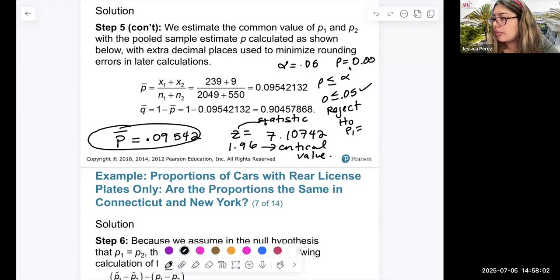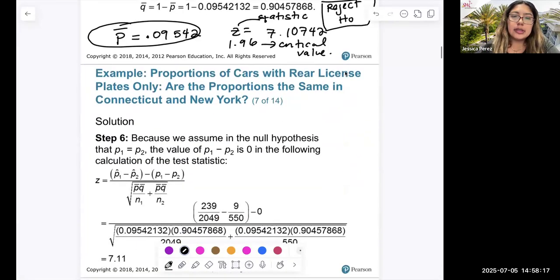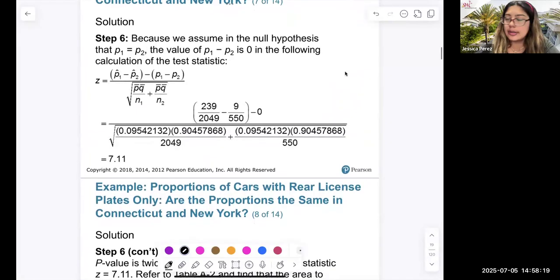Reject our null. That means we are going to support the claim that they're obviously not the same. We also found, so there it is, they calculated the Z. They did this manually. They inputted the values. We don't have to do that.